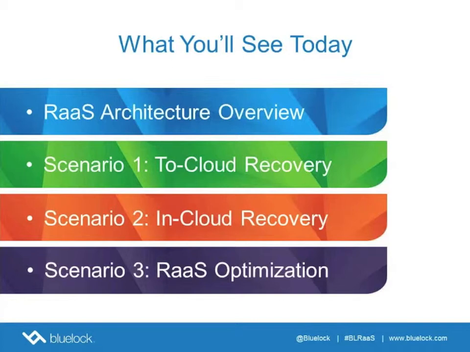So we're going to go over a really high-level architecture overview, and then we're going to deep dive into three different scenarios. One's going to illustrate to-cloud recovery, which means you're replicating from your vSphere environment into the cloud, and the cloud is serving as your backup site. Scenario two is in-cloud recovery, where you might have a production application already sitting in a virtual data center in the vCloud, and you're replicating it to a second location. It's also a VMware cloud environment.